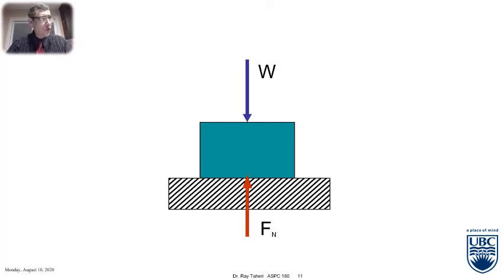In the next few slides, I will go over some common situations as far as the free body diagram is concerned. When you see these, you will be very comfortable to draw the free body diagram. First of all, when you have an object on a steady surface, a book on a table, or when you stand on the floor, you always have the weight which is going down, and then of course there is a reaction force from the ground or from the table to your feet or to the book.